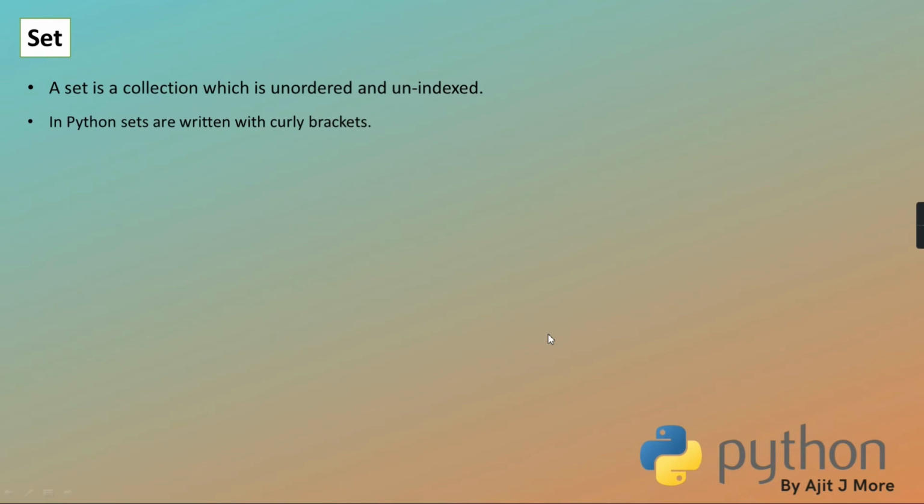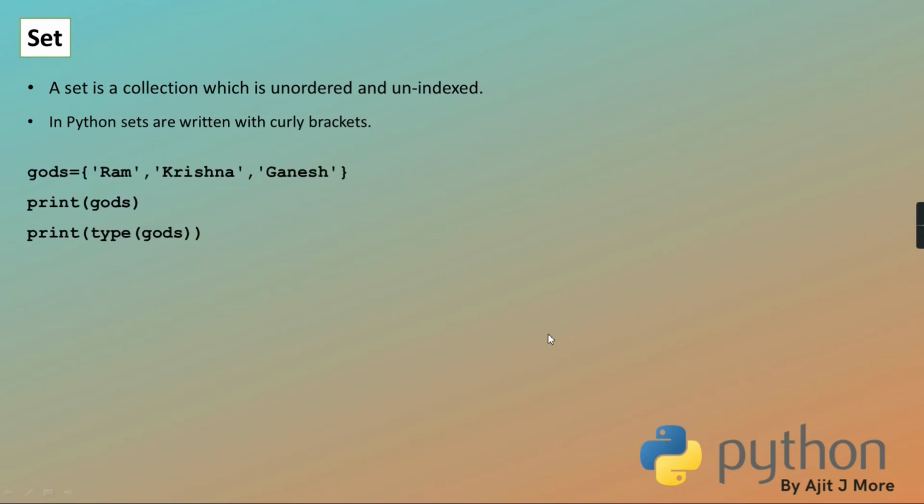Okay. So a set is a collection which is unordered and unindexed. And in Python, how do we write a set? By just listing out all the elements in a pair of curly brackets. Just in a pair of curly brackets, you list out all the values separated by commas. The set gets created, and all the elements in a set are unique.